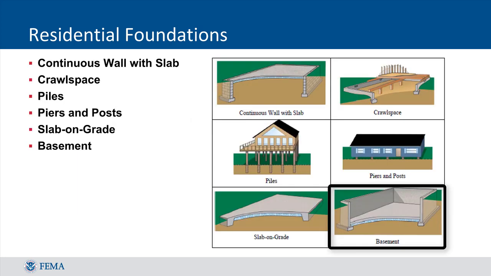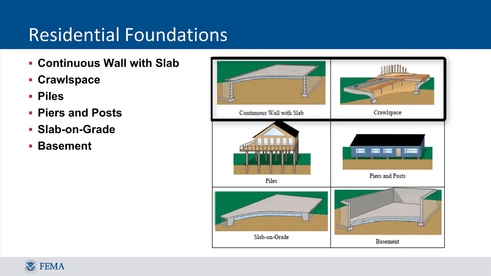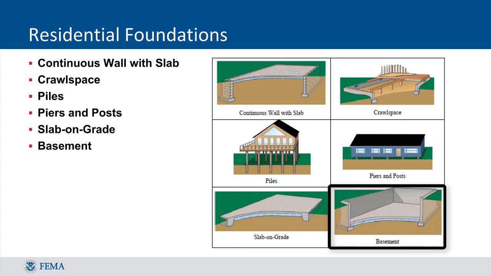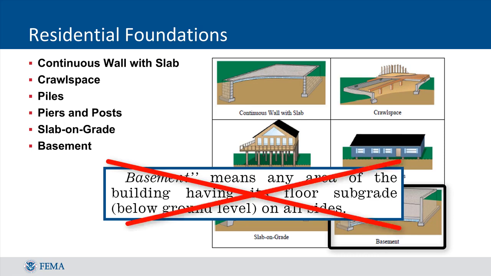A basement foundation type is one where all sides of the foundation are enclosed and the foundation is wholly below grade. This is distinct from a crawlspace or continuous wall with slab because neither of these foundation types are below grade. This definition of a basement is much broader than that used by the NFIP, in which a basement refers to any area whose floor is below grade on all sides.